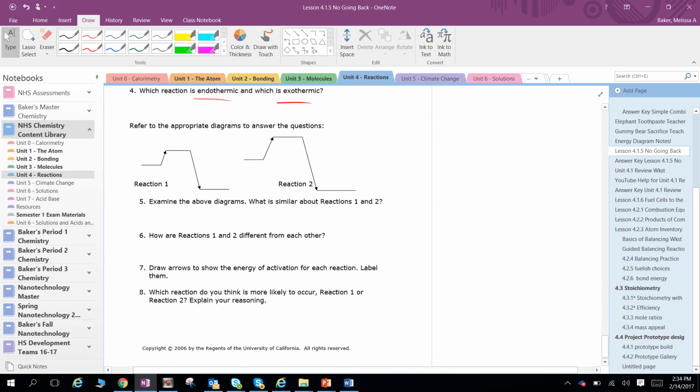We've got some new pictures here for questions 5, 6, 7, and 8. It says for number 5, what's similar about these reactions? Well, they're both exothermic. They both release energy overall. But they're different because in reaction 1, it's actually a smaller activation energy. It doesn't take as much energy to break the bonds.